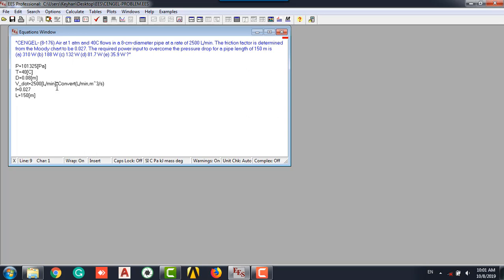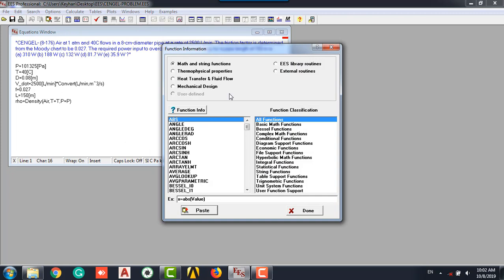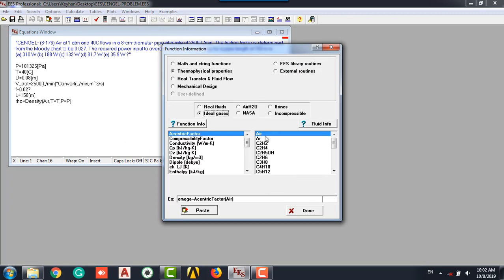rho, which is the rho of air, is equal to the density of air at the temperature and the pressure mentioned above. And we also can achieve the rho of air by using the option and the function input that mentioned earlier. If we go to thermodynamics properties, ideal gas, we can find air, and we can find density in here, which has the temperature and pressure, Pascal and degrees Celsius.